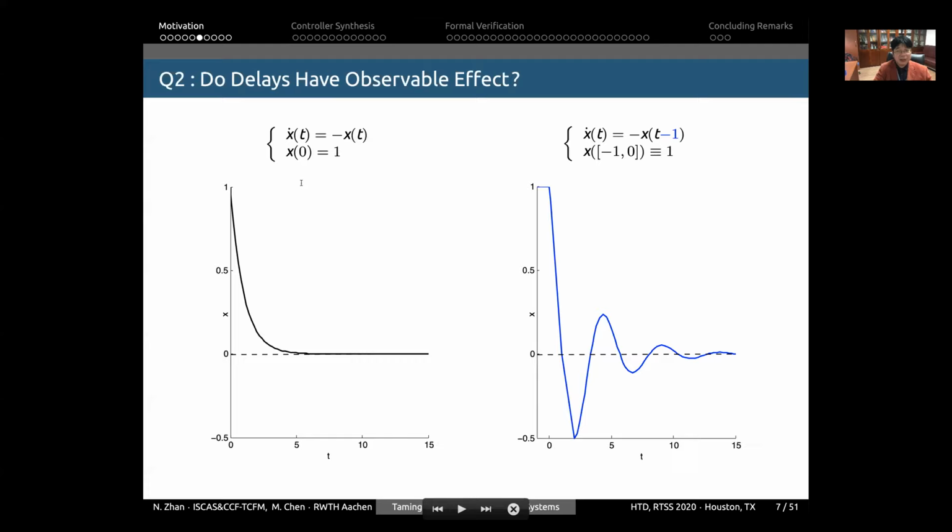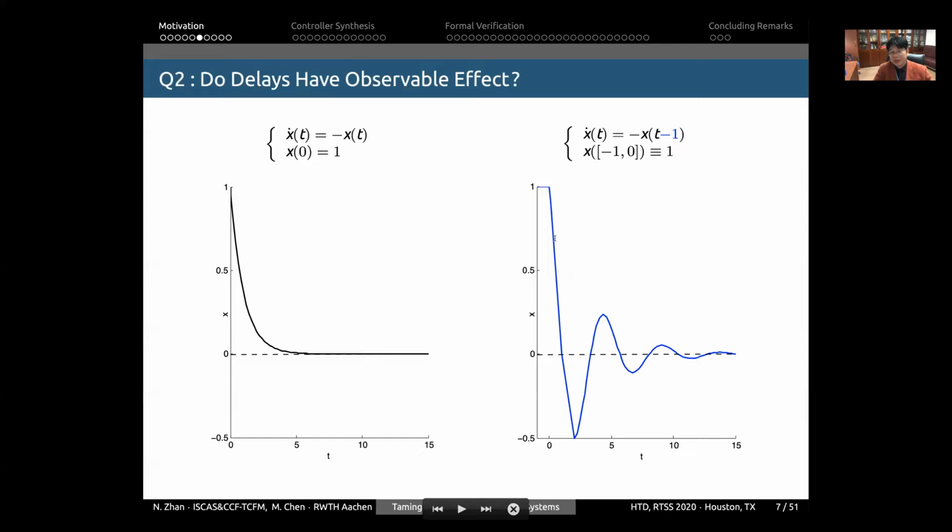So its trajectory can be depicted as the left picture. You see its behavior is above the line 0, okay? In reality, such a system may be subject to one-time delay. So the formal mathematical model is given by this delay differential equation. Its behavior is depicted in the right picture.